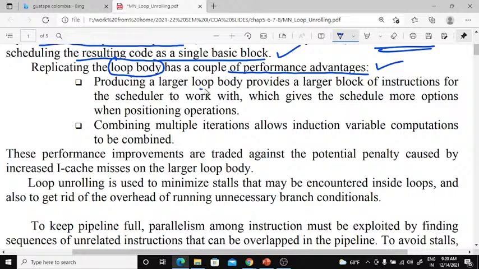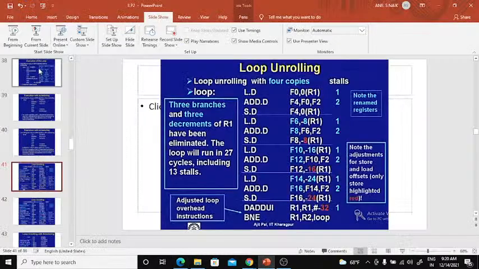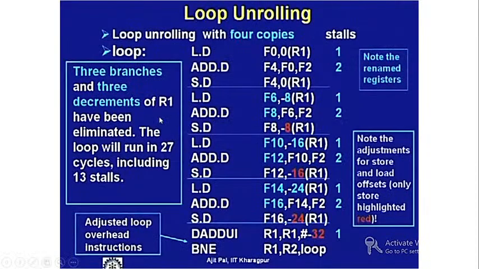Producing the larger loop body provides a larger block of instructions for the scheduler to work with, which gives the scheduler more options when positioning the operation. Means if we execute this particular loop, here it is duplicated.